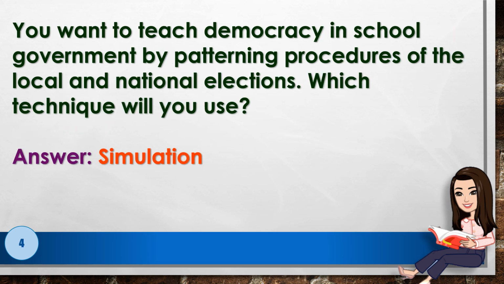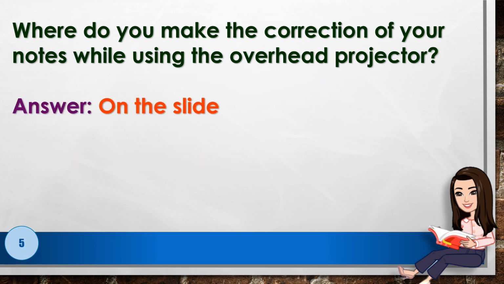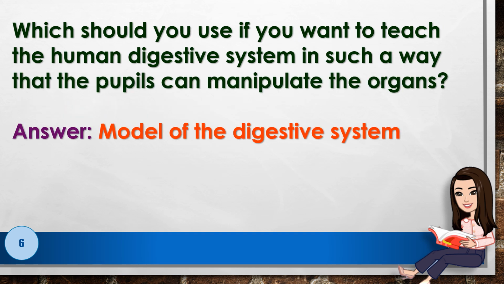Number 4. You want to teach democracy in school government by patterning procedures of the local and national elections. Which technique will you use? Answer: simulation. Number 5. Where do you make the correction of your notes while using the overhead projector? Answer: on the slide.